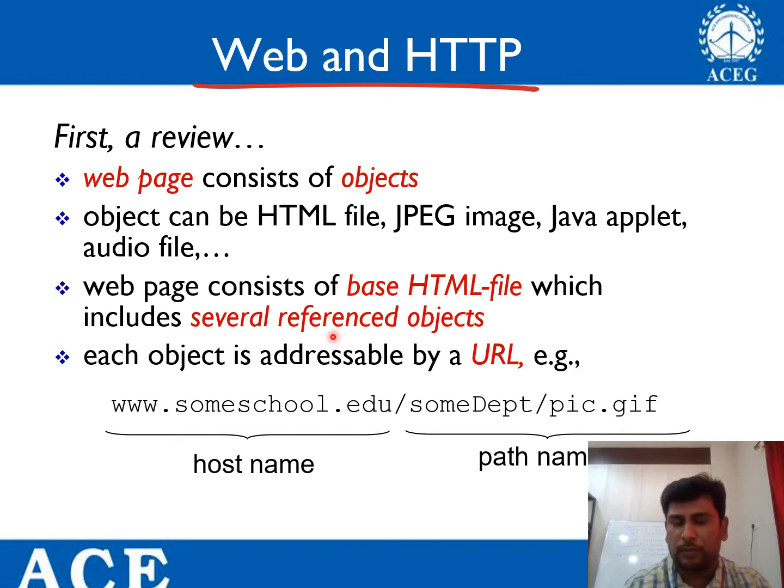You would find all these different types of objects involved. The web page basically consists of a base HTML file, which includes several referenced objects. And each of these objects will be referred to by a URL. This is an example of a URL like www.someschool.edu/somedepartment/gif. So this is the host name, and inside that host name we have a particular object which is referred to by this path name.